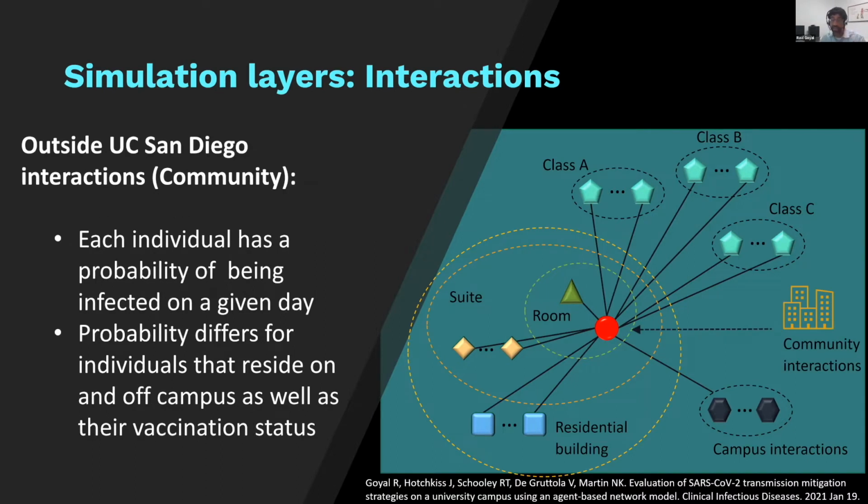And then finally, we also include community interactions. That is, infections can be acquired from outside the community and coming into campus. And this probability differs for those who reside on campus or off. Students, staff, and faculty that do not reside on campus would not have the residential interactions, but would still have the campus and community, and staff don't have the classroom interactions. So that's sort of the interactions that we modeled for UC San Diego.